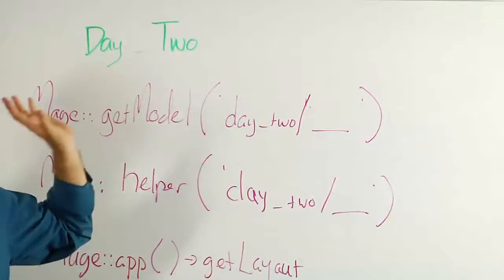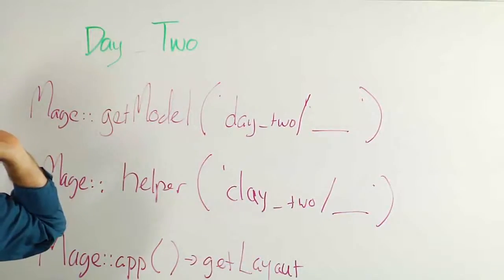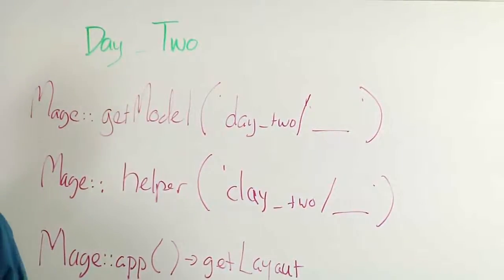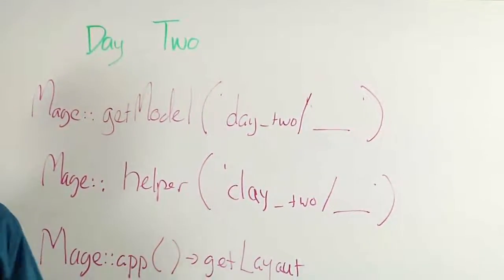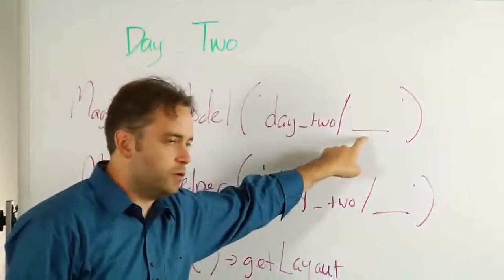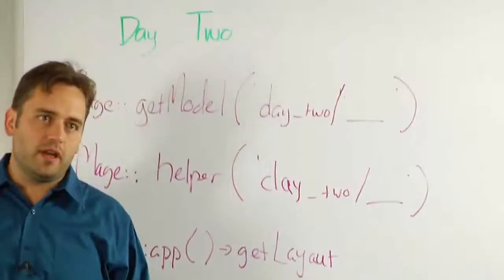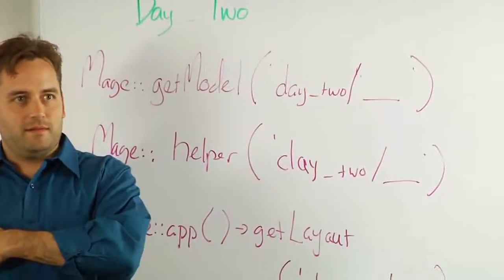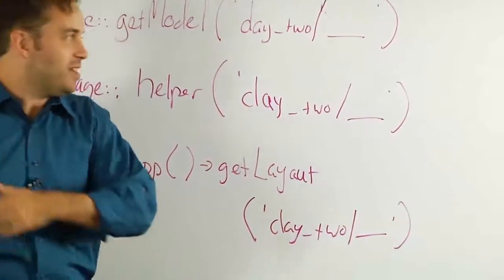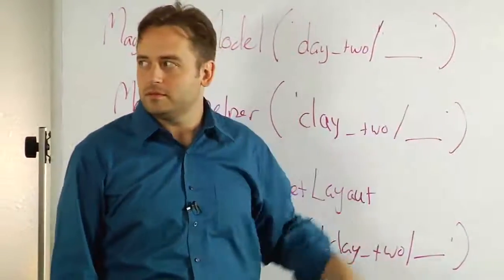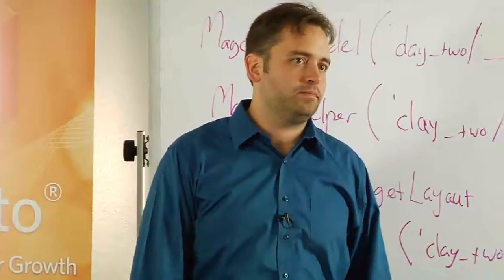And once this is done, I can start making classes in my module to my heart's content, because if I create a file in the block folder, day2 block foo.php, well then I can call day2 foo. If I make one folder under block foo, and then in there I put a bar.php, well, this would be foo underscore bar. That's what the class groups do in Magento. All right?